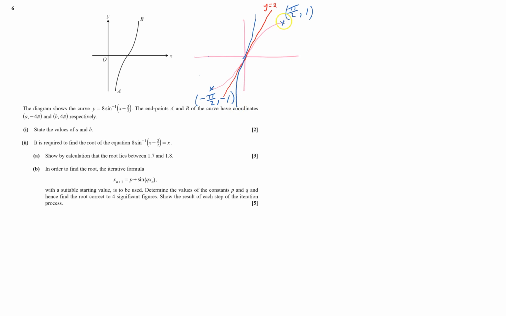Okay, but the key point is that when you're reflecting these things, the coordinates switch. So this will now become the point 1 and then pi over 2, and this point here will become minus 1 and minus pi over 2. Right, so that's what I've done now: the blue curve is sine to minus 1 of x.